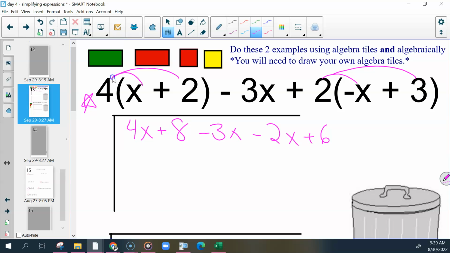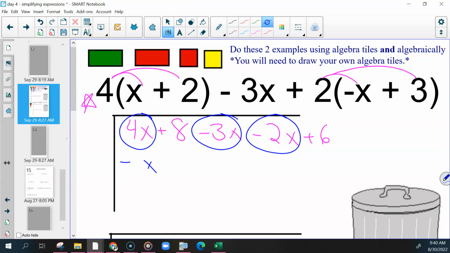Our next step, combine our terms, which are what? 4x, negative 3x, negative 2x. So 4 minus 3 minus 2 will give us what? Negative 1x. So you can put negative 1x, or you can just put negative x, either or. Then we have 8 and 6. We add those together, we get 14.